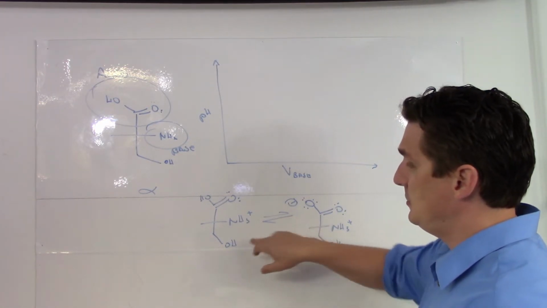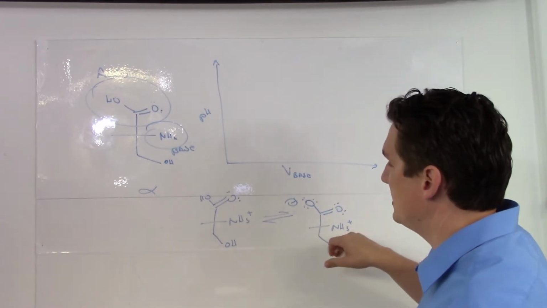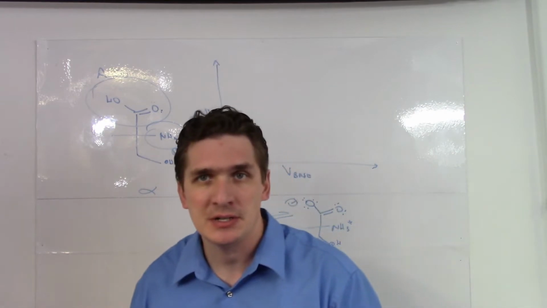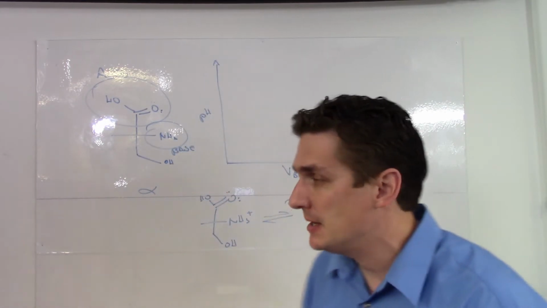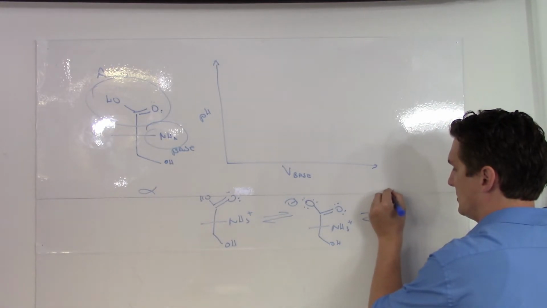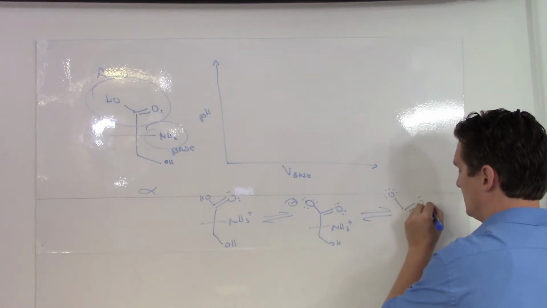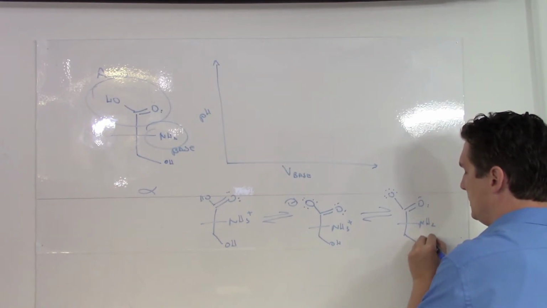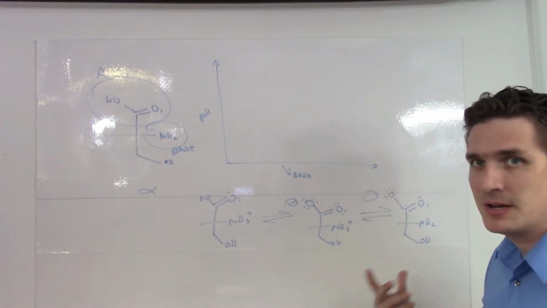So here we have just purely positive, here we have a negative and a positive, so this ends up being an overall neutral molecule, and this is what's considered the isoelectronic or isoionic form of this compound. And finally, when we go to high enough pHs, we get rid of the protonation of the amine group and we end up with just the negative carboxylate ion.